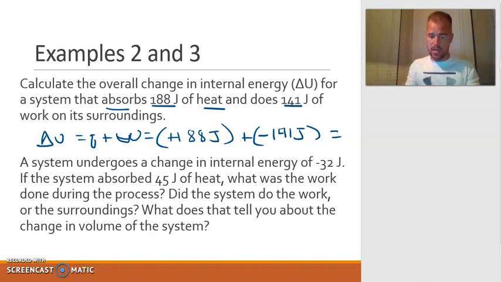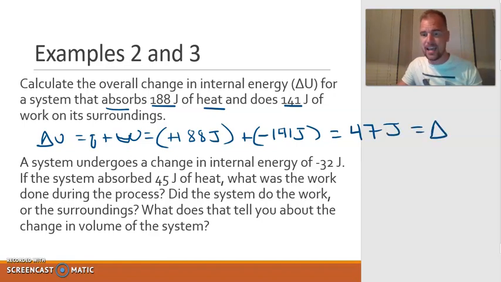So I'm going to take 188 joules plus negative 141. Now I'm adding. Remember my sig fig rules for adding? It's lowest decimal places. Well, neither of these numbers have decimal places, they're whole numbers. So that means my answer will have no decimal places. So my answer is 47 joules.